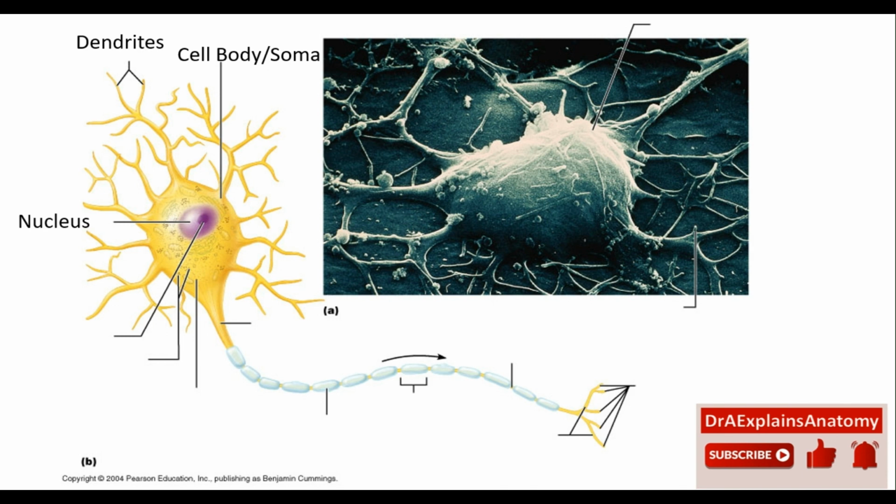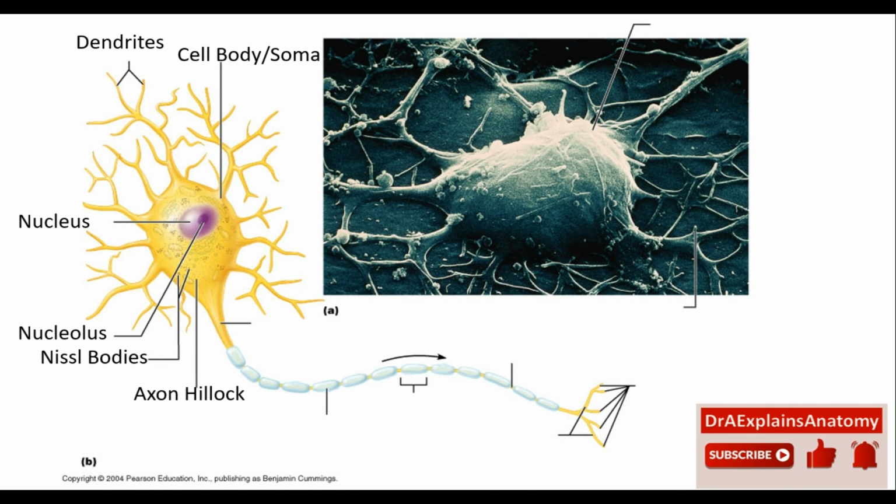This right here is the nucleus. In the center, we have the nucleolus. This right here, we have the Nissl bodies, which are modified rough endoplasmic reticulum.